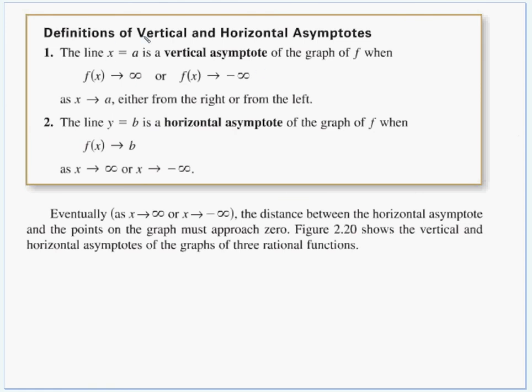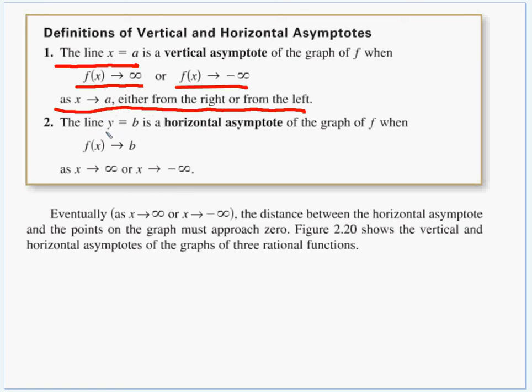So we have our definition of a vertical or a horizontal asymptote. The line x equals a, that's just some number like x equals 3, is a vertical asymptote of the graph of the function when the y values head to infinity or they head to negative infinity as x approaches some number a from either the left or the right.